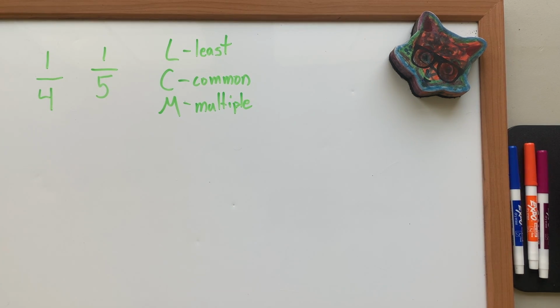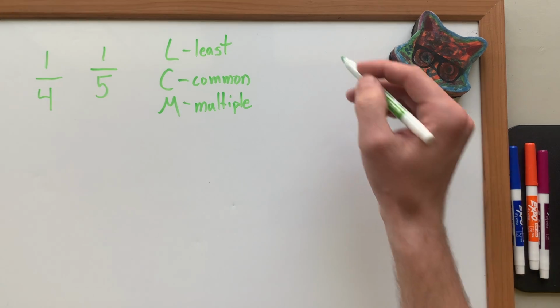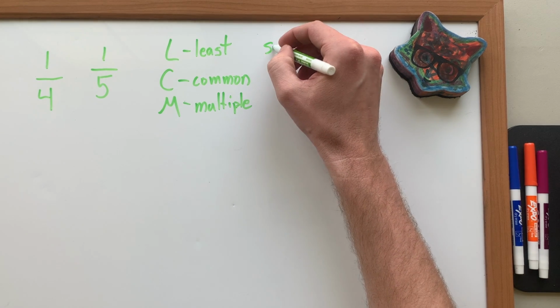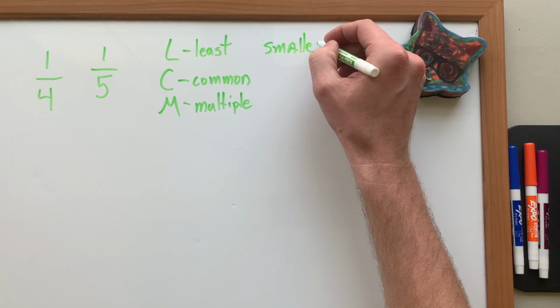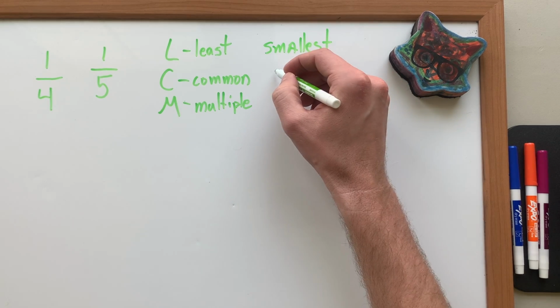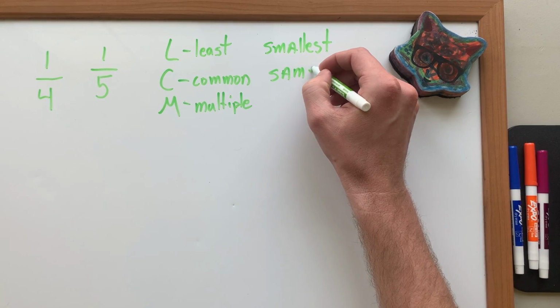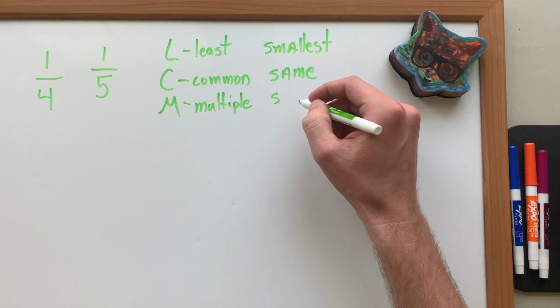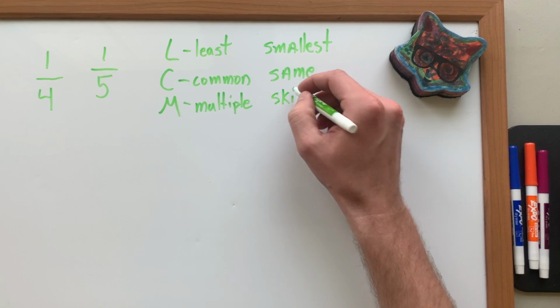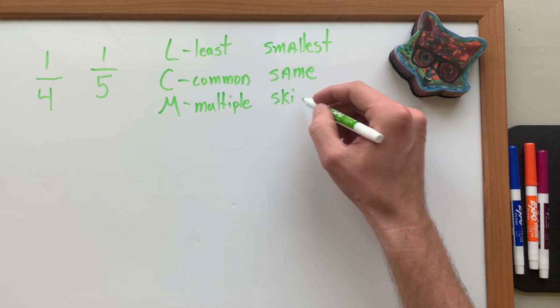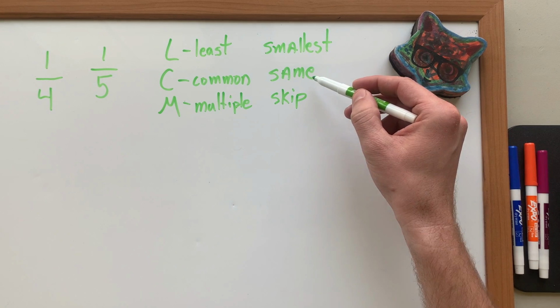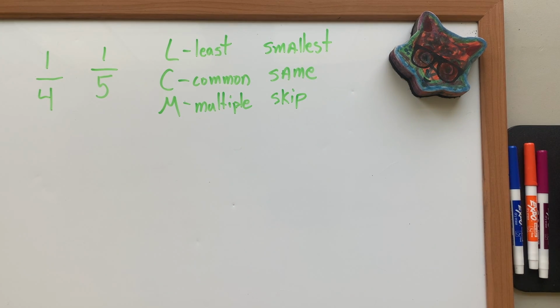Now, some people might say, what does that really mean? And so the way I think of it is like this. Least means the smallest. This is how I remember it. Common means the same. And multiple, think of your skip counting or your multiplication facts. When you learn things like your times tables for 3, for example, 3, 6, 9, 12, 15, 18. So we want the smallest number that's the same in our skip counting lists.